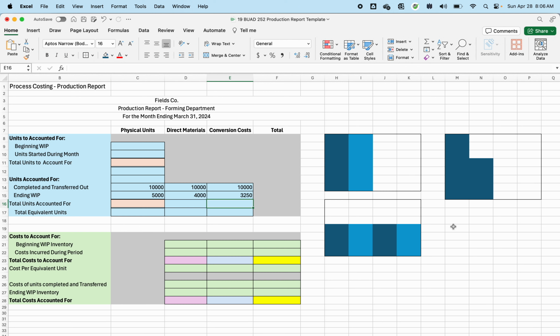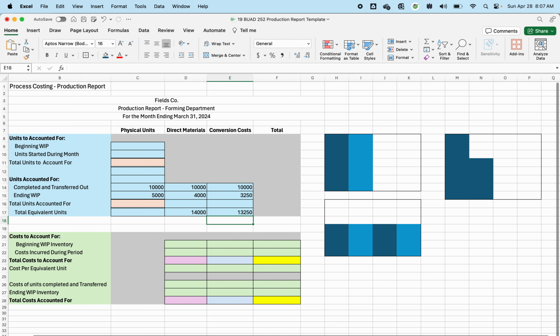Well, we have 10,000 units of finished, and we have 4,000 units as pertaining to direct materials. And for conversion costs, we have 10,000 plus 3,250. So our total equivalent units are these. And then we have to figure our costs.